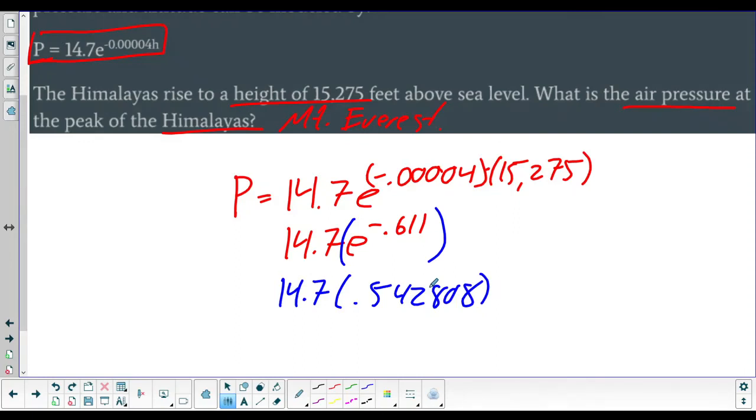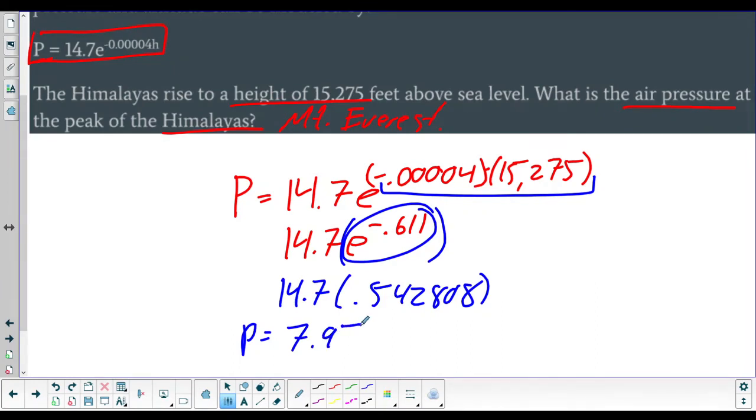The reason I would do this as multiply the exponent together, simplify the e, then multiply the numbers, is just so we have an answer. P equals 7.979 pounds per square inch.